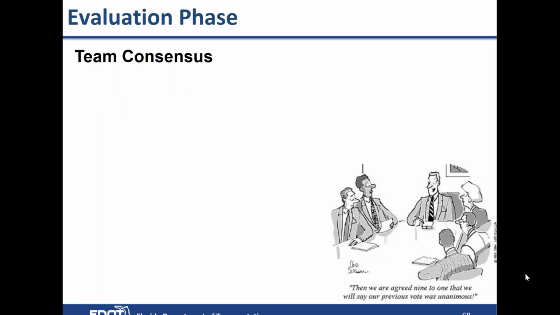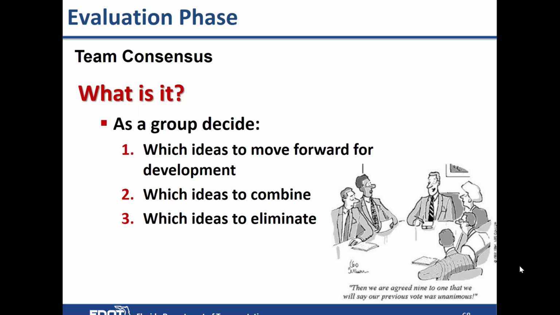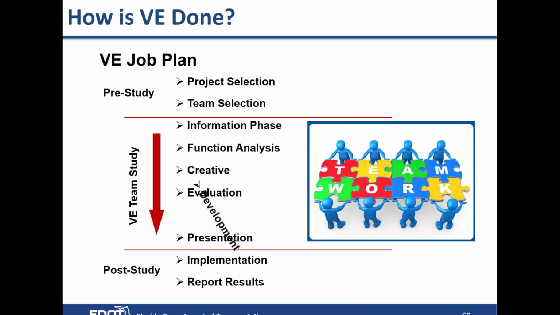Team consensus is just as it says. It's a group decision, and they decide which ideas to move forward for development. And it is a consensus. The team leader will go around the room, and each team member will say yes or no, or give their thoughts on the idea. And they'll also do it for combining ideas and eliminating ideas. So once the team has decided what ideas to move forward, then they'll move into development.